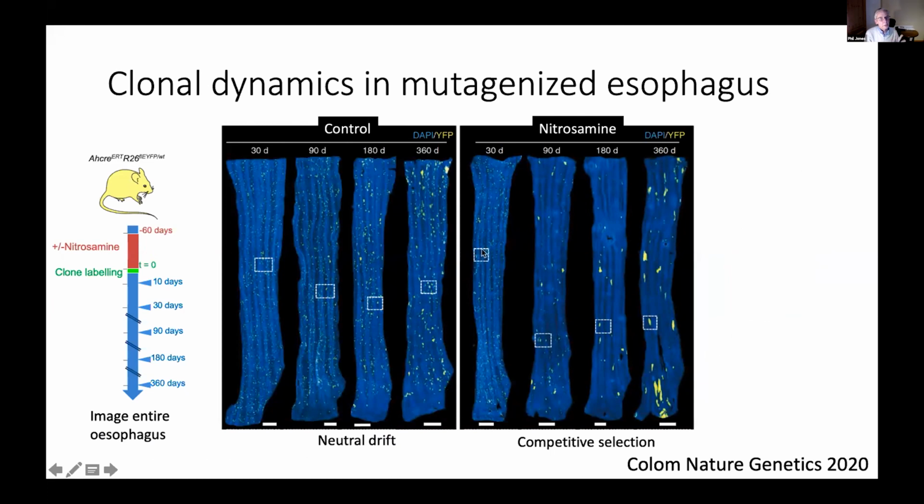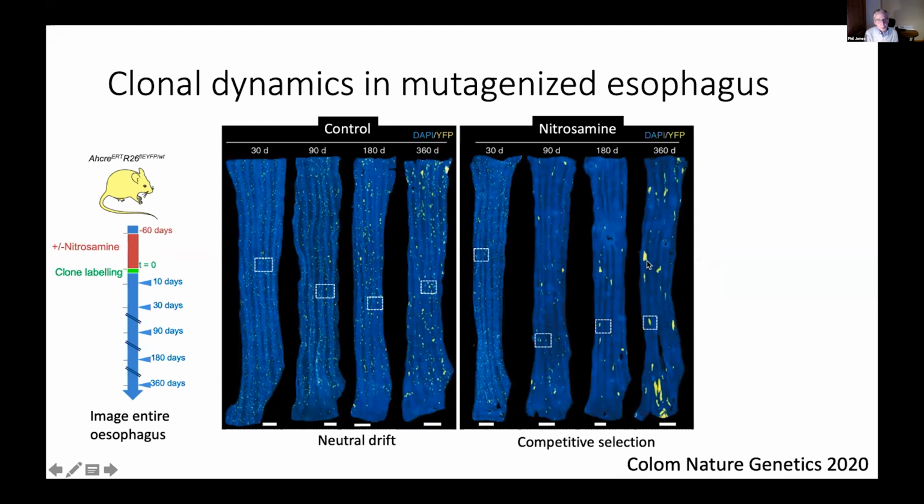In the case of nitrosamine treated animals, you get savage clonal competition. You can see here that whereas in neutral drift, there are lots of little clones and a decreasing proportion of clones, the surviving clones are larger. Here, the number of clones has drastically reduced. The surviving clones are huge. So there is savage competitive selection going on here.